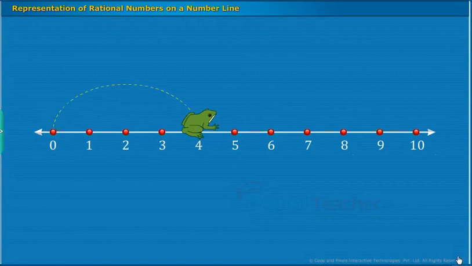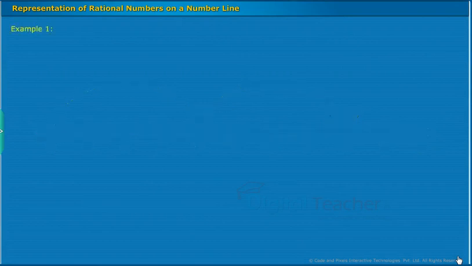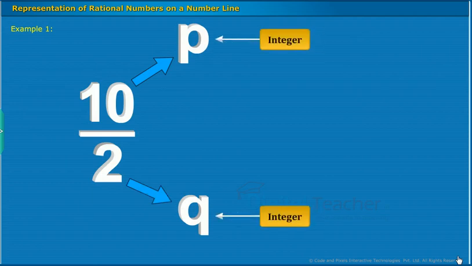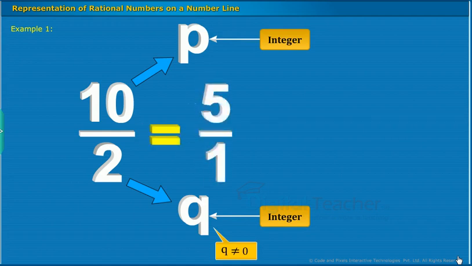Now, let us learn about representation of a rational number on a number line. For example, let us consider the number 10/2. Here p is equal to 10 and q is equal to 2, where p and q are integers and q is not equal to 0. Here the number 10/2 can also be represented as 5/1.